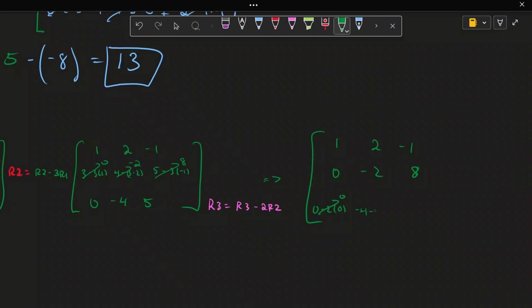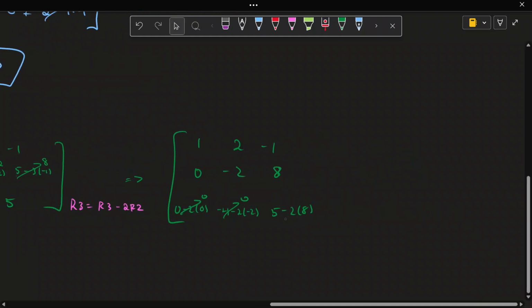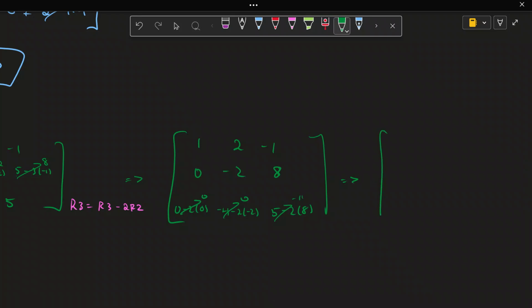Then we do -4 minus 2 times -2, which is negative 4 plus 4, which is 0 also. Then we get 5 minus 2 times 8, 5 minus 16, which is negative 11. So now what we have is our row echelon form, and we're done.